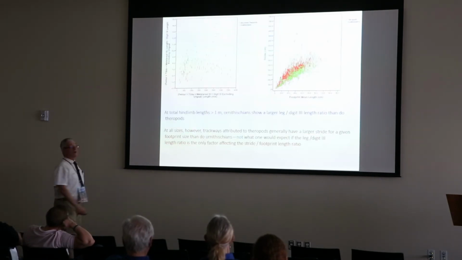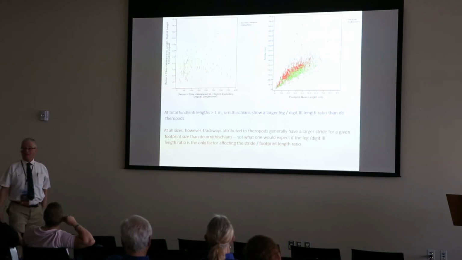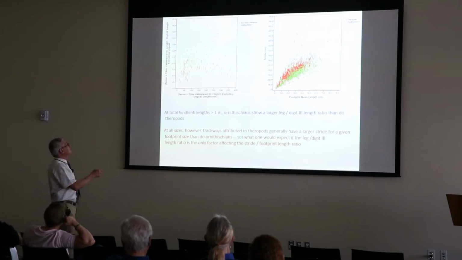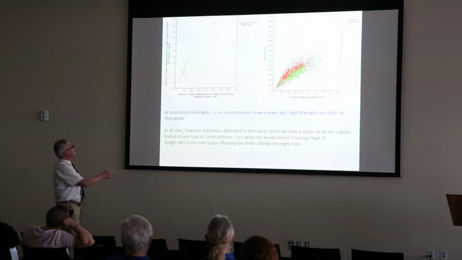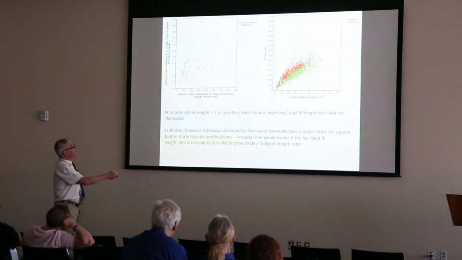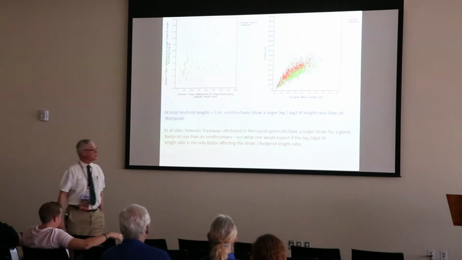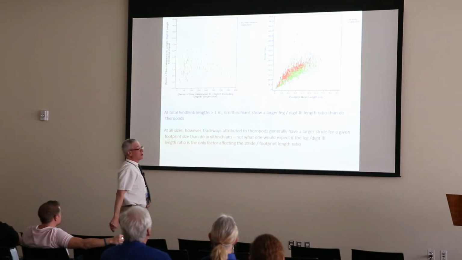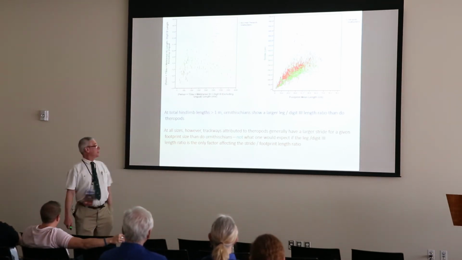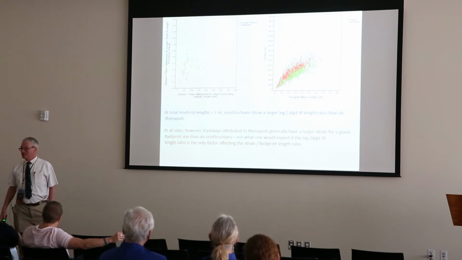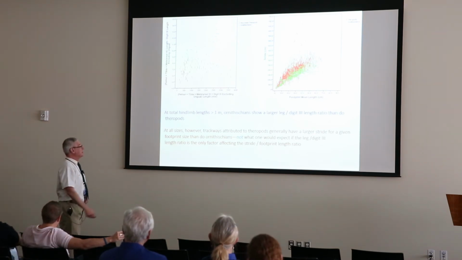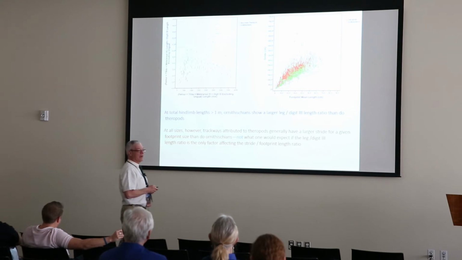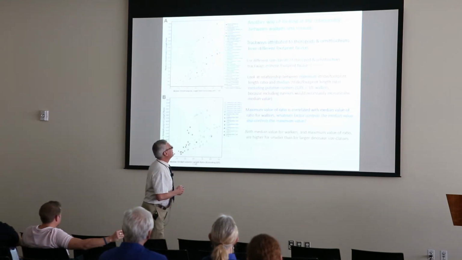Then, if you start comparing the ornithischians with the theropods in terms of the trackway identifications, here I've plotted the theropod relationship again, and here's the ornithischian relationship. At total lengths greater than 1 meter, the ornithischians show a larger length to digit 3 length ratio than the theropods. But at all sizes, trackways attributed to theropods generally have a larger stride to footprint length ratio than do trackways attributed to ornithischians, which is not what you would expect if the length to digit 3 length is the only factor affecting the stride to footprint length ratio.